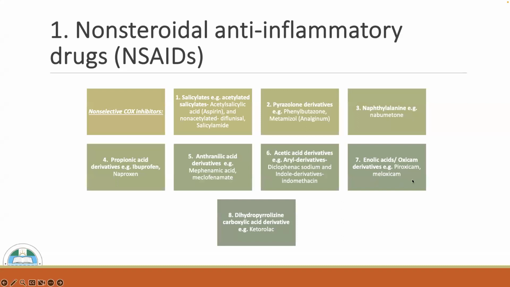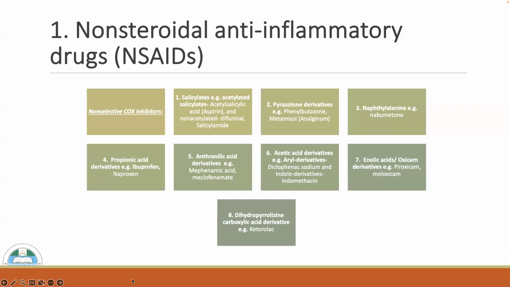Okay. There are also the enolic acids or the oxicam derivatives, like piroxicam and meloxicam. Meloxicam is also a weak selective COX-2 NSAID. Then the final one we have here is the dihydropyrrolizine carboxylic acid derivatives, ketorolac.